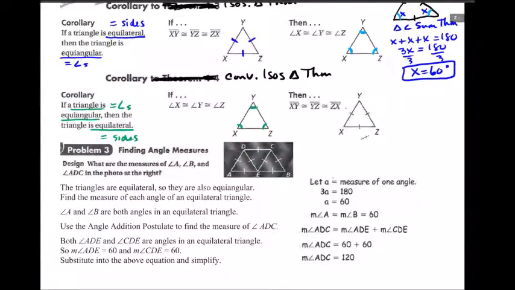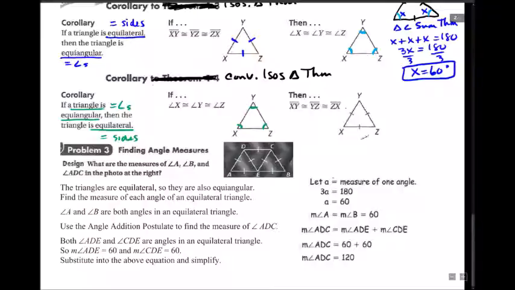How does this help us? Let's find something that'll write on these colors. We want to know what the measures of angle A, angle B, and angle ADC are in our picture here. Well, as soon as I look at this, I see equilateral triangles. And I also see congruent equilateral triangles. Look at our first one here, right? And then it shares a side and all the other sides are congruent.